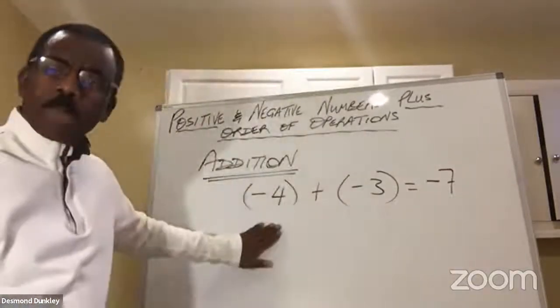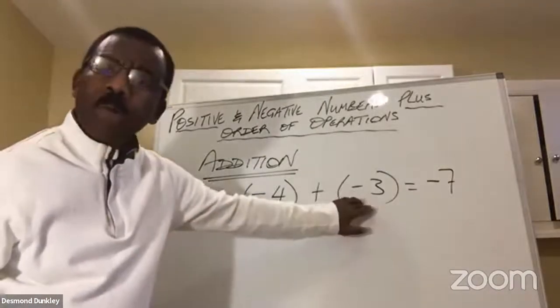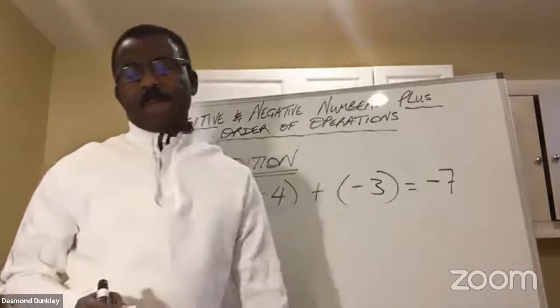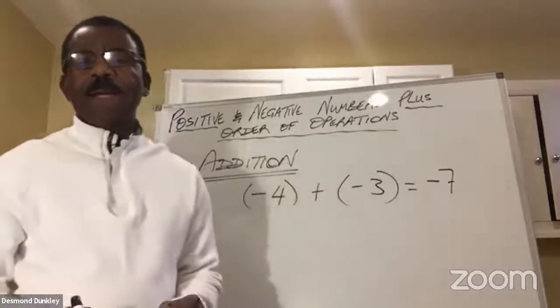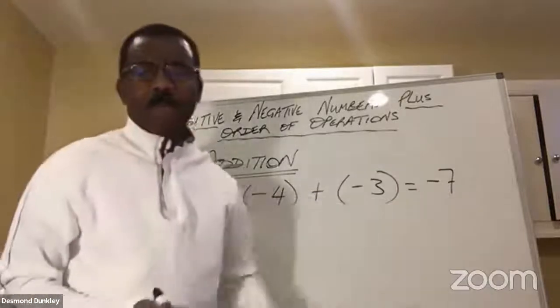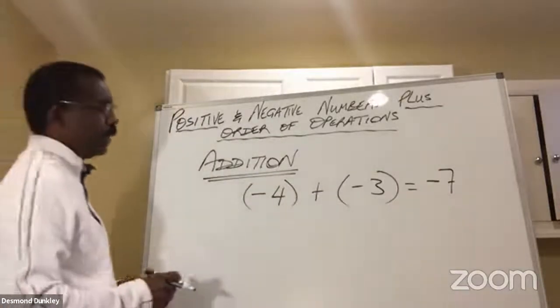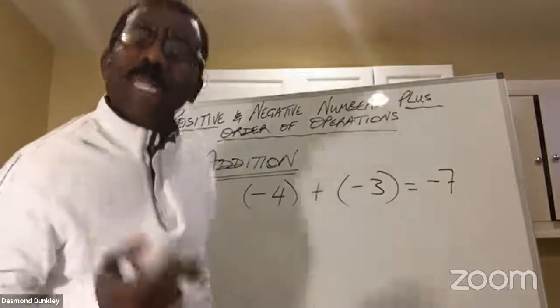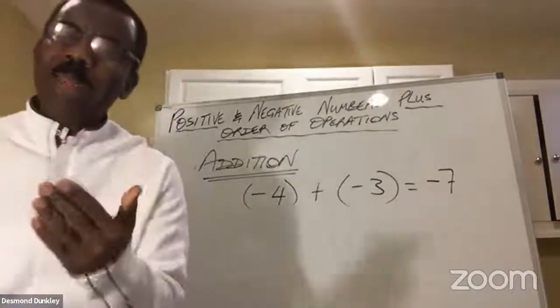So you had 4 before, and now you have 3 more. So now you have a total of 7. 4 before and 3 more gives you a total of 7. Okay? So, what can I use to explain this? You could think of it like this.